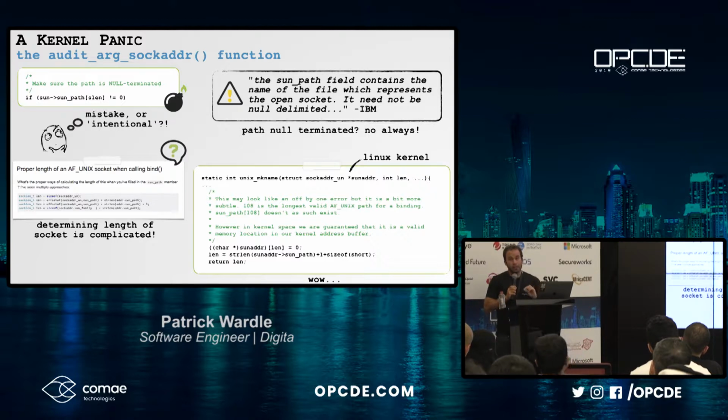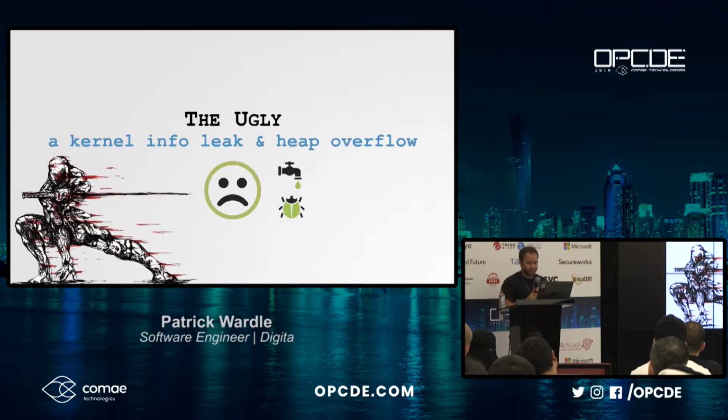However, that same assumption does not hold true on macOS. So when you get a structure that's allocated at the very end of a page with the adjacent page being unmapped, this causes a kernel panic. So kind of an interesting bug.